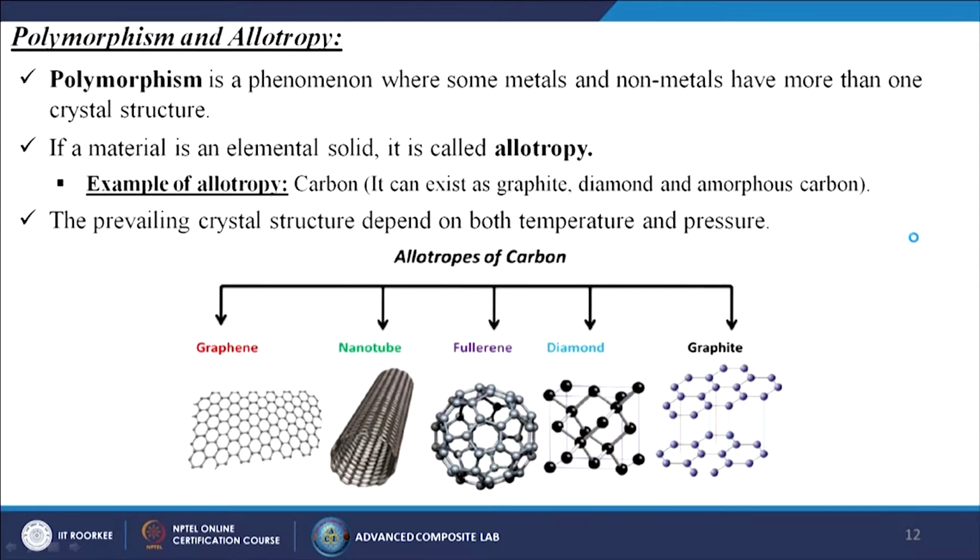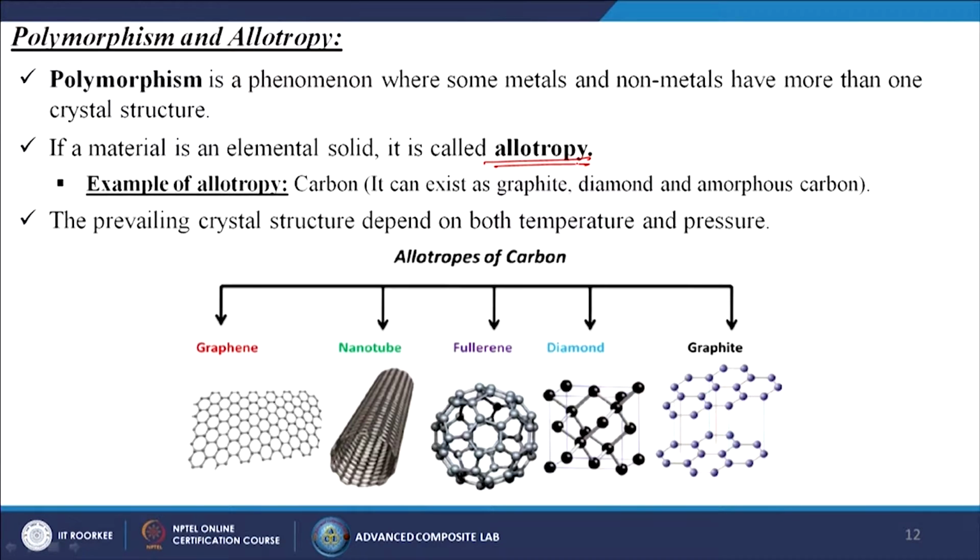Now, we are going to discuss polymorphism and allotropy. So, what is polymorphism? Polymorphism is a phenomenon where some metals and non-metals have more than one crystal structure. I will give you an example so that you can better understand. If a material is an elemental solid, it is called allotropy.